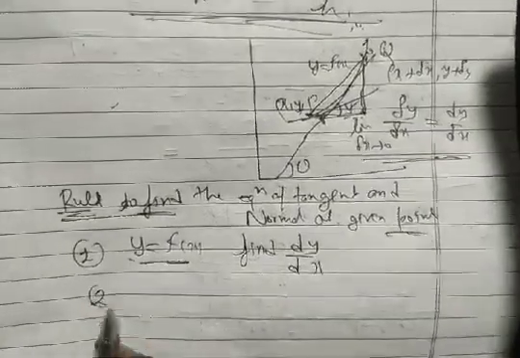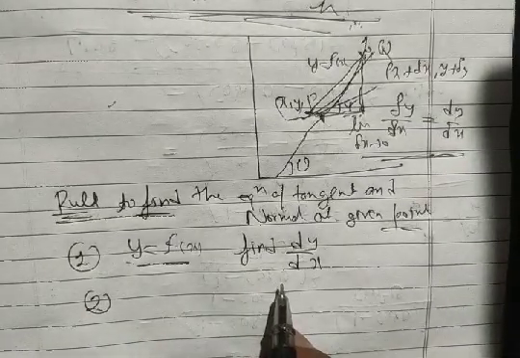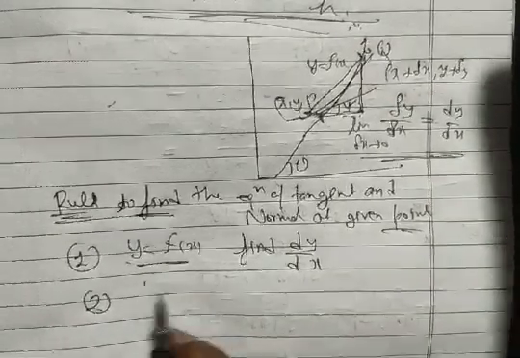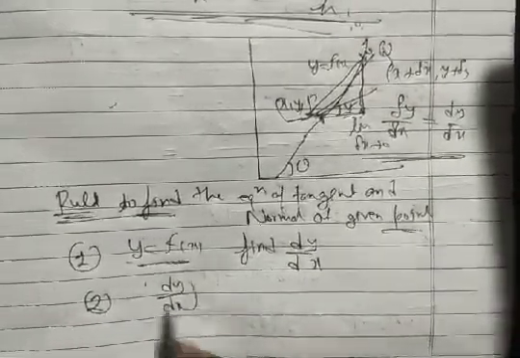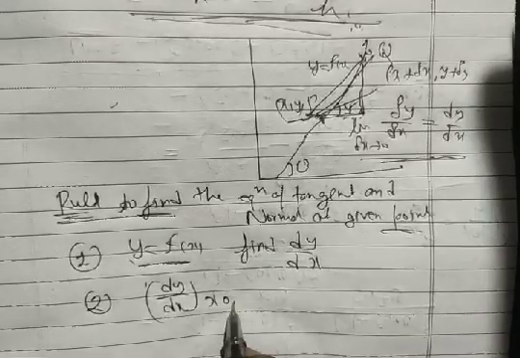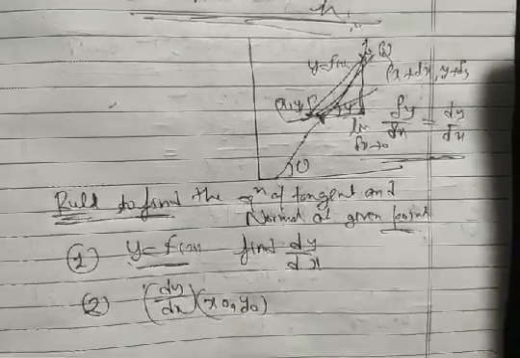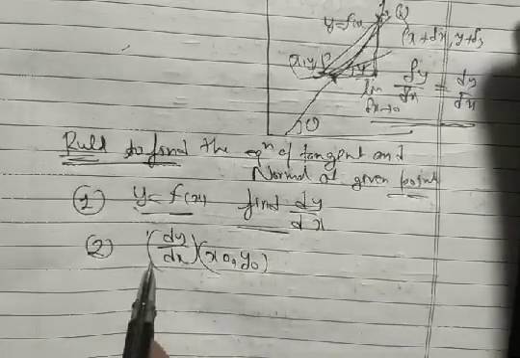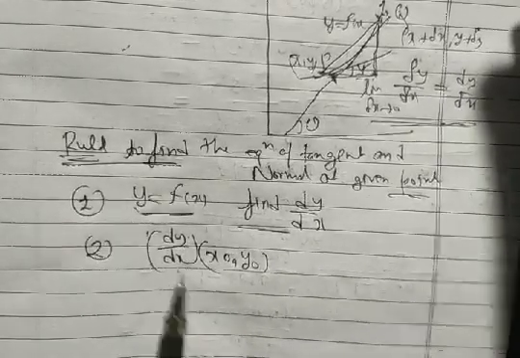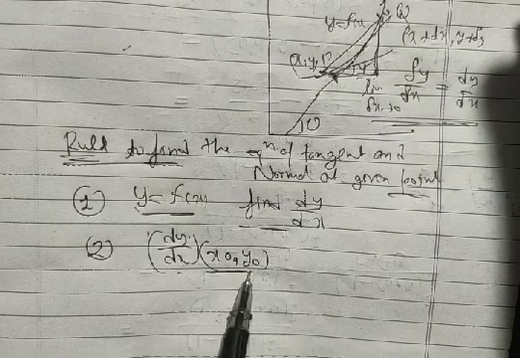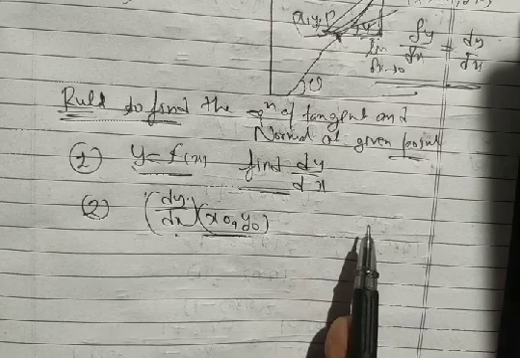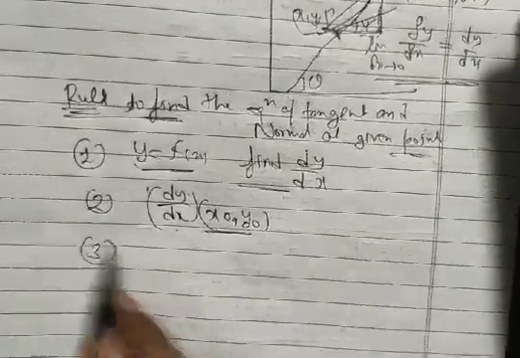Then what is our second step? Since we have to find the tangent and normal at some given point, in the second step we are going to find dy/dx at the given point, suppose the point is (x0, y0). In the first step we find dy/dx, then we find the value of dy/dx at the given point (x0, y0). It gives the slope of the tangent at the point (x0, y0).